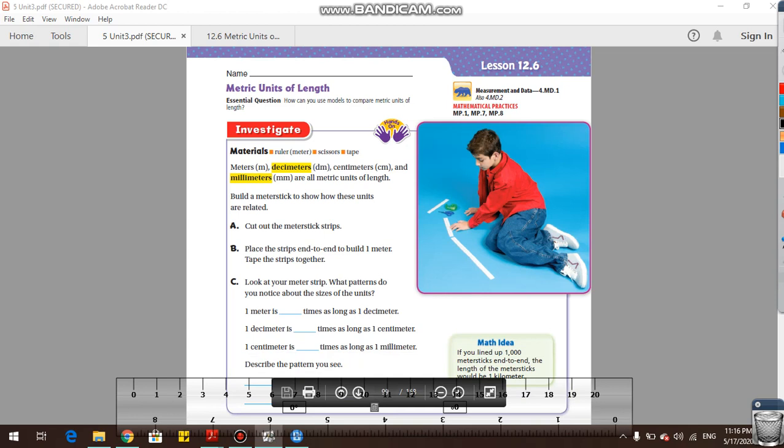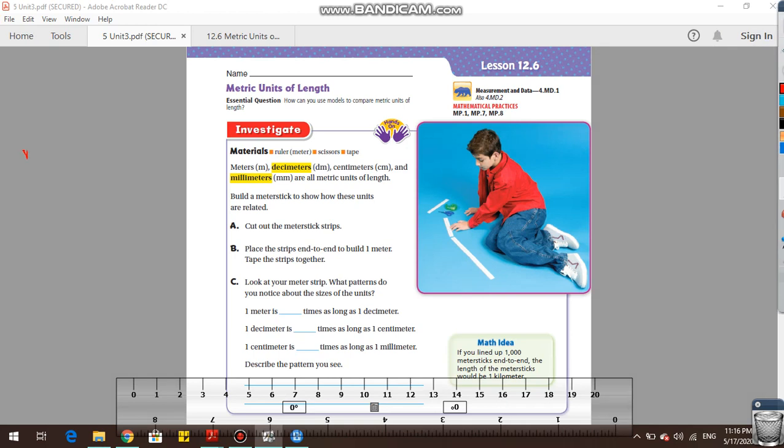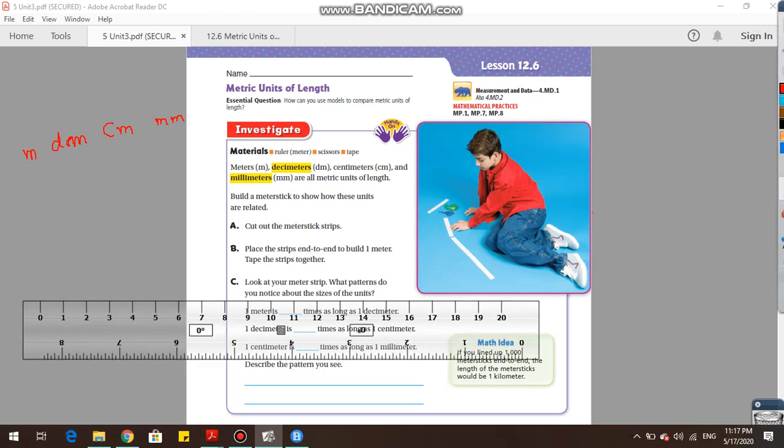Now I have centimeters, as you can see. Now, in metric units of length, I don't have only centimeter. I have meter, I have decimeter, I have centimeter, and I have millimeter. What is the relation between them all? Let's start with the relation between centimeter and millimeter.